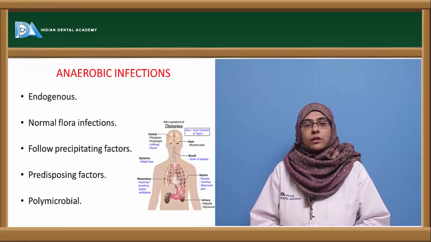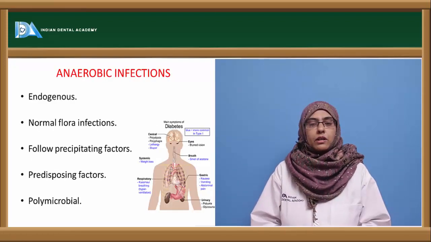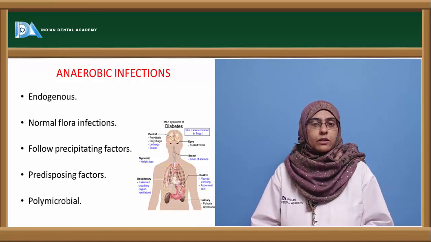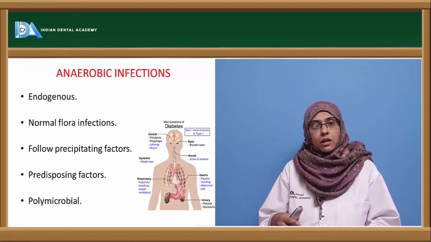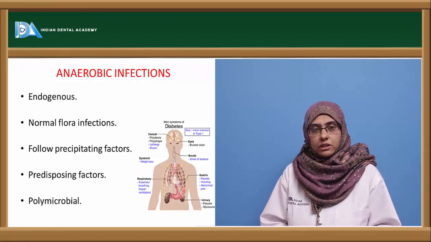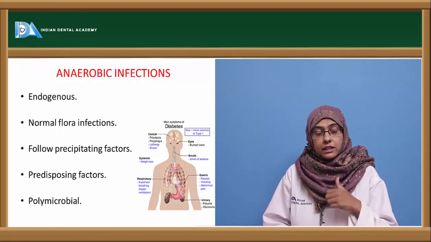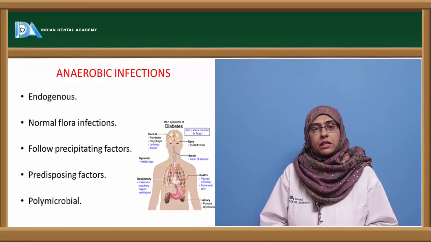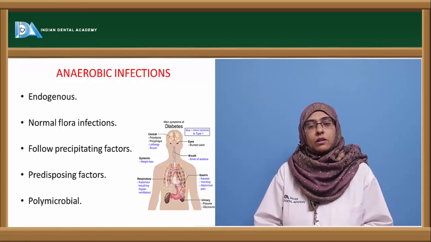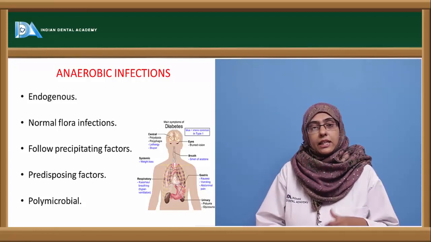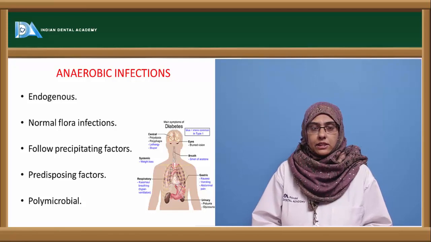Now coming to anaerobic infection. We have seen the organisms, all of which are usually anaerobic and pathogenic in nature. Now coming to the infections they usually cause in the human body, these organisms, though they are present as normal inhabitants or normal flora of the human body, have the ability to cause endogenous infection.